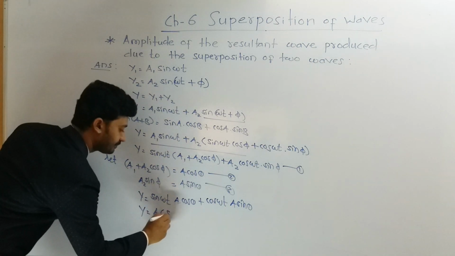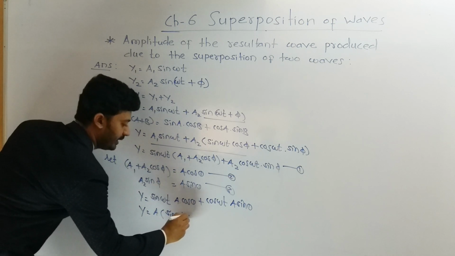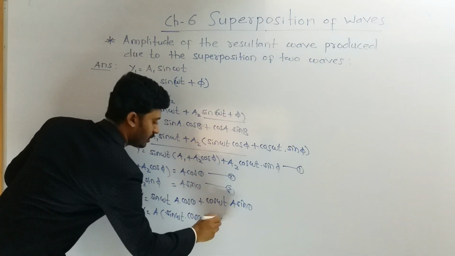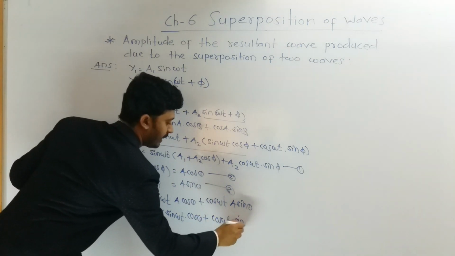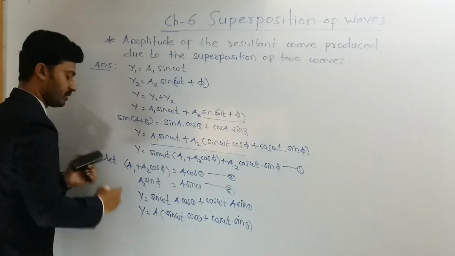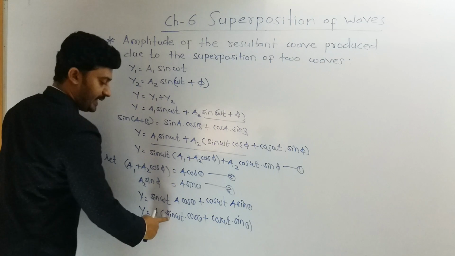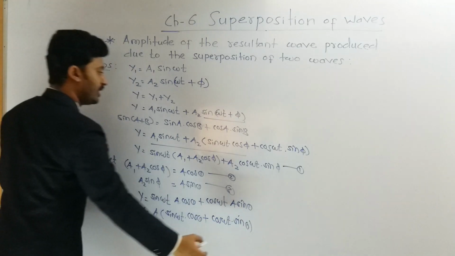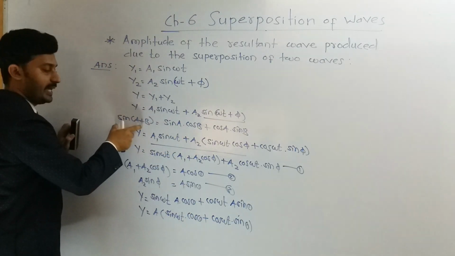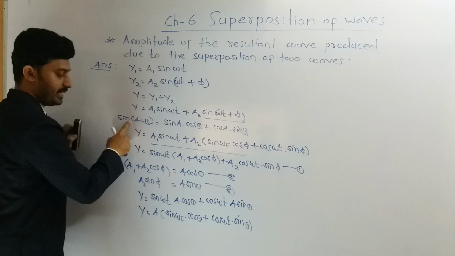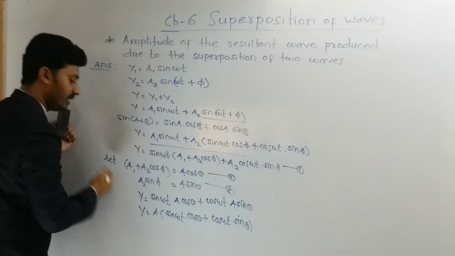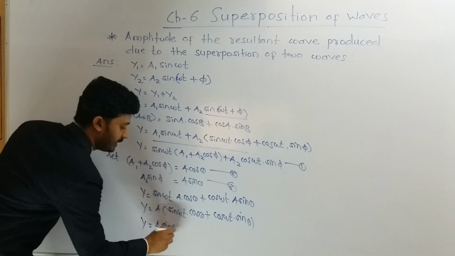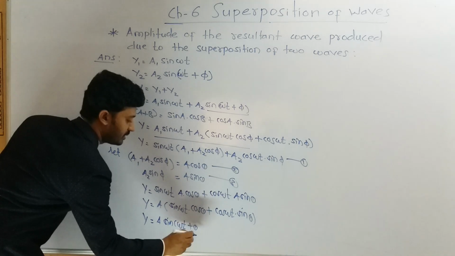Inside the bracket, sine omega t into cos theta plus cos omega t into sine theta. If you look carefully, sine A cos B plus cos A sine B means again you can make use of this formula sine (A plus B). Here omega t is A and theta is B. Therefore y is equal to A sine (omega t plus theta).